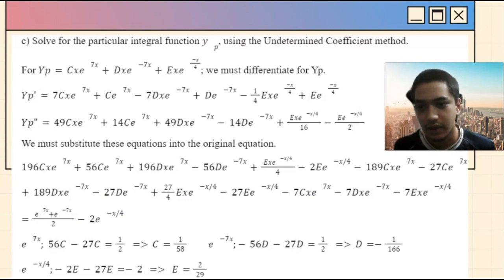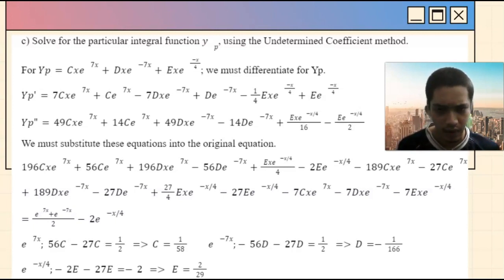So we differentiate twice, which becomes 49c x e to the power of 7x plus 14c exponential 7x plus 49 dx e to the power of negative 7x minus 14 d e to the power of negative 7x plus ex exponential to the power of negative x over 4 divided by 16 minus exponential to the power of negative x over 4 divided by 2. Next, we must substitute this equation into the original equation.